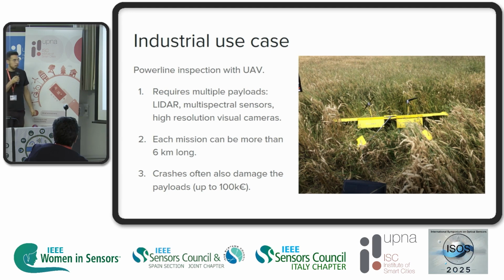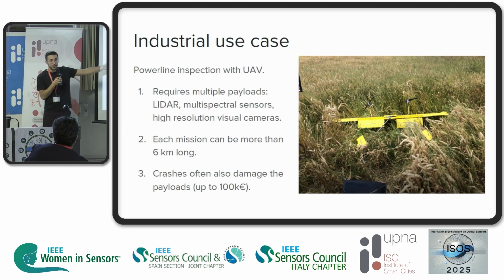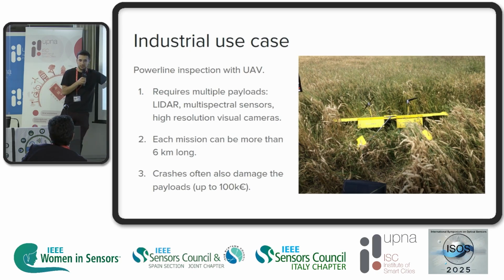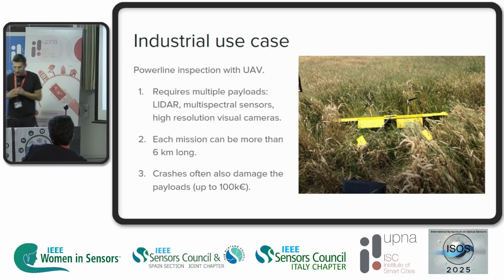And the downside of that is that whenever they crash the drone, they not only break the drone, but they also break the payloads. And typically, if you sum up all the payloads, sensors, the drone itself, manufacturing cost and all, it can go as high as 100,000 euros. So that's a good reason to try to prevent those crashes.